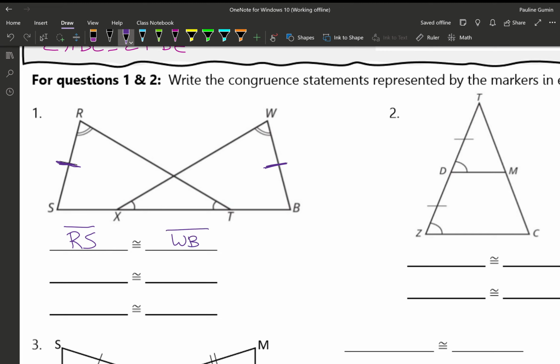Wonderful. Next, let's check out our angles. I have a single angle mark right here and right there. And I'm going to have to be pretty specific because there can be two angles for each of those. So for the one that has an X in it, I'm going to call it WXB. All right. And the one with the T, I'm going to call it RTS.